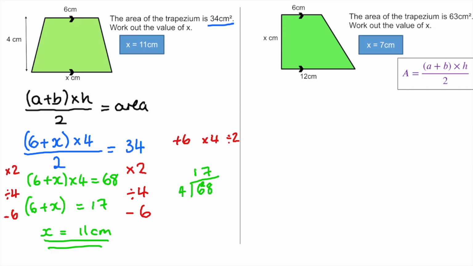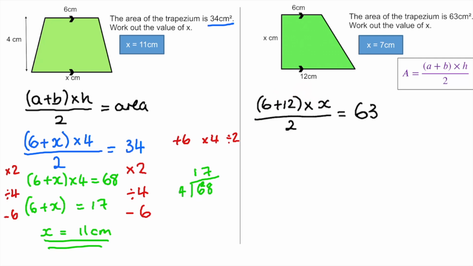For the very last question, the same thing again. I've got the formula over here, and I'm just going to put all of these values, a and b, the height and the area given in the question. So I start with the a plus b, 6 plus 12, multiplied by the height, divided by 2, gives us the area from the question. Again, the area is in centimetres squared, the measurements given in the question are in centimetres, my answer is going to be in centimetres.